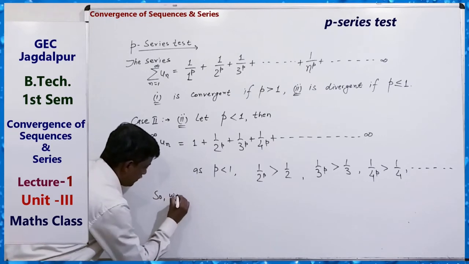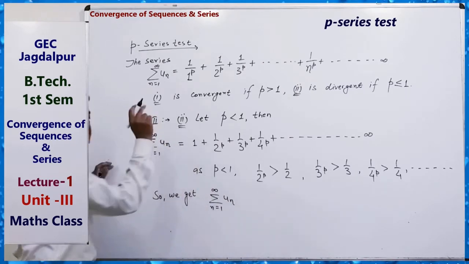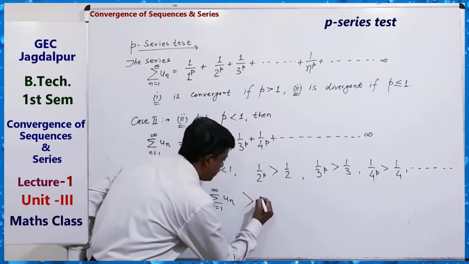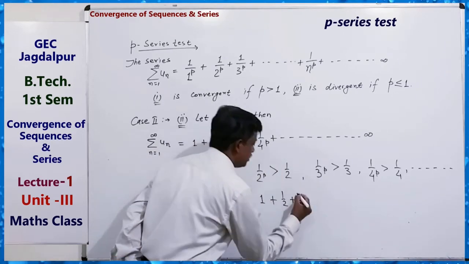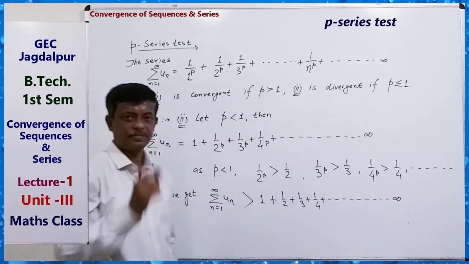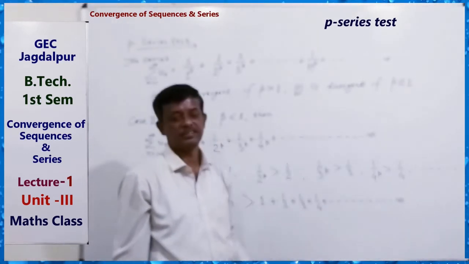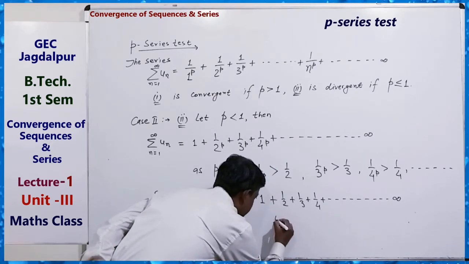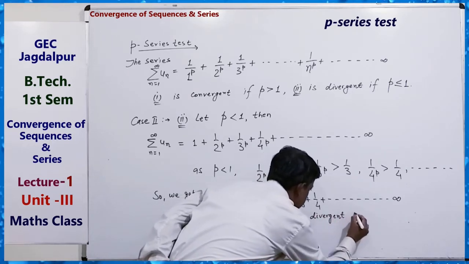So we get the series sum of un from n equals 1 to infinity is greater than 1 as it is, plus in place of this just write 1 by 2, in place of this just write 1 by 3 and 1 by 4. Clear? And this series is the same as the case p equals to 1. Okay? So this is what? A divergent series.